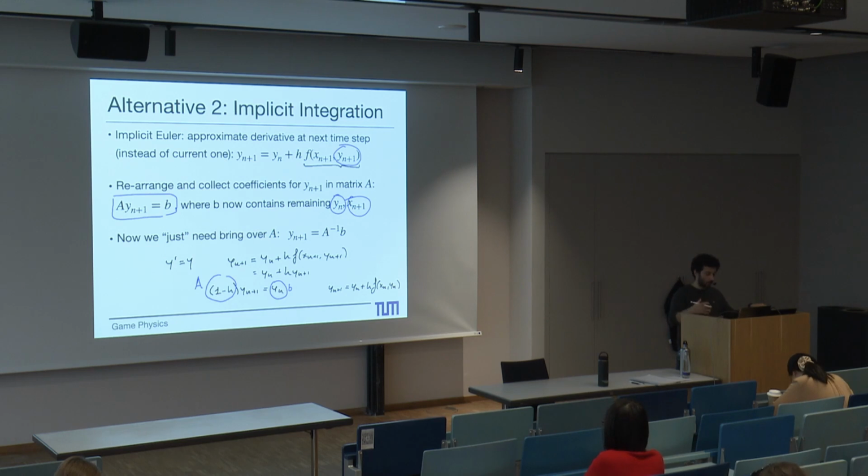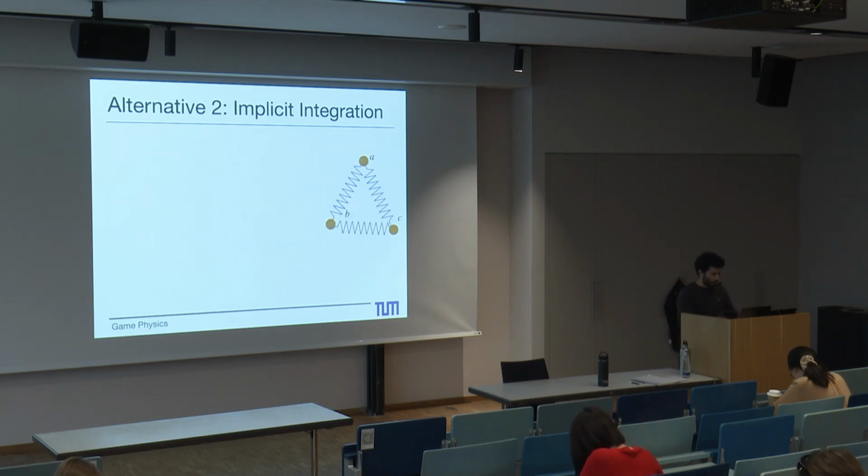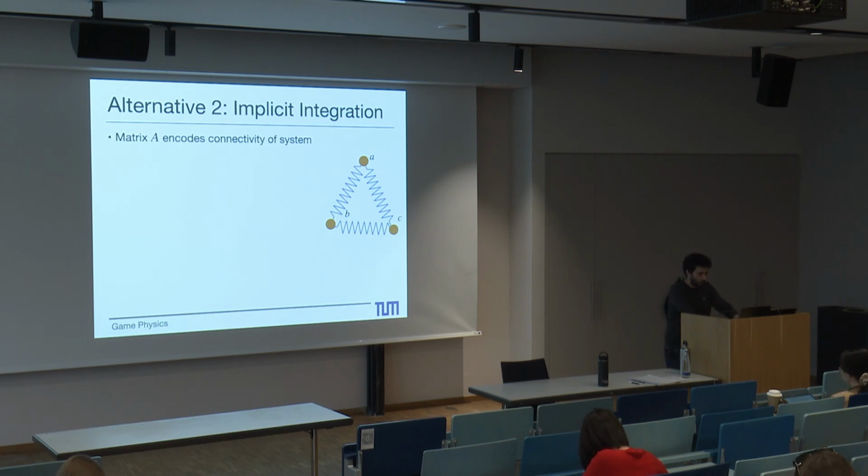But in general, this is not necessarily easy. So, for instance, we might need to perform an implicit integration of a system that looks like this. Now, the matrix that we get from here encodes the entire connectivity of the system. So the only connection that we're going to see between the different springs is going to be given by the fact that the different points are connected.